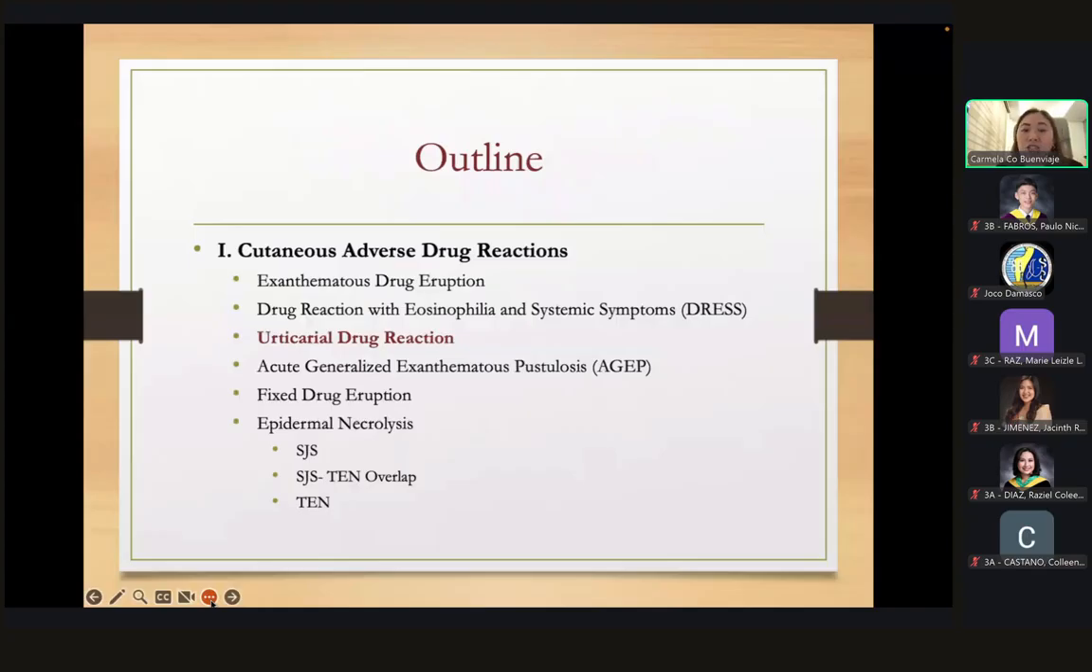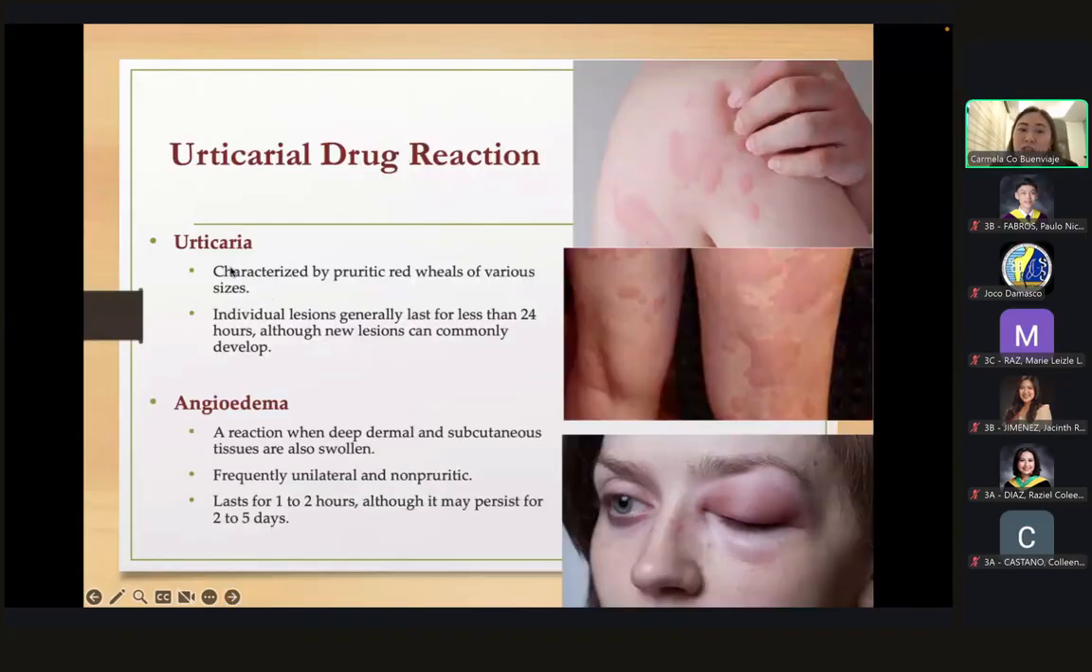Okay, so next condition would be urticarial drug reaction. So first, what's urticaria? How does it present? It's characterized by pruritic red wheals of various sizes. Individual lesions generally last for less than 24 hours, although new lesions can commonly also develop. Next is angioedema. This is a reaction when deep dermal and subcutaneous tissues are also swollen. Frequently, this is unilateral and non-pruritic. This lasts for 1 to 2 hours, although it may persist for 2 to 5 days. So urticarial drug reaction can present with urticaria and or angioedema.